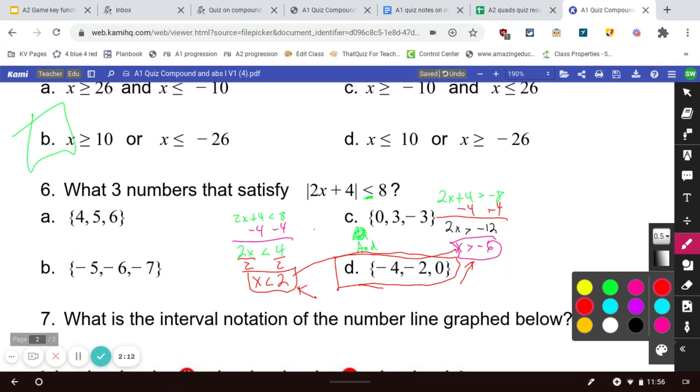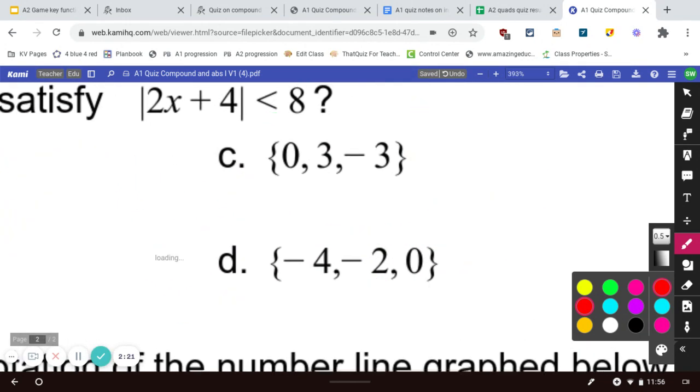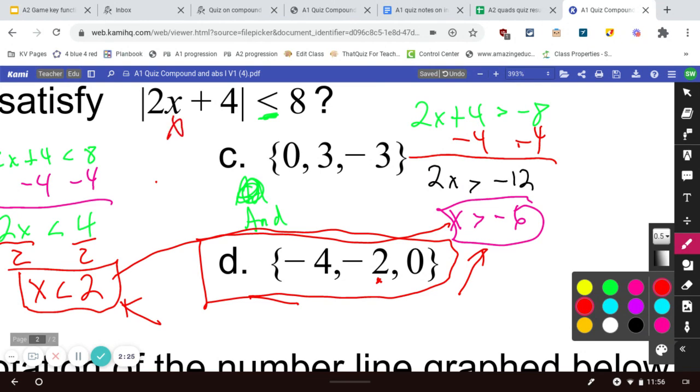0. Is it between negative 6 and 2? Yes, it is. Negative 2, is that between negative 6 and 2? Yes, it is. So these three numbers, when you plug them in for x here, it will work. Whatever this whole thing is, when you take the absolute value, it will be less than 8.